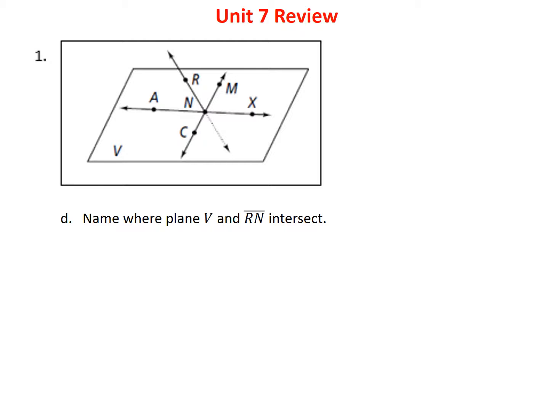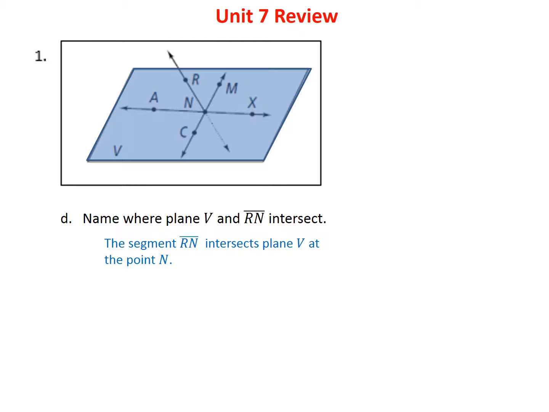Problem 1d asks us to name the place where plane V and the line RN intersect. You'll notice they intersect at a point N. If I draw the plane there and then I draw the line, you see the line is cutting through like a pencil coming through the top of a piece of paper. And where do they intersect? The one place they have in common is right there at point N. And that's what we're looking for. The answer to that is point N.